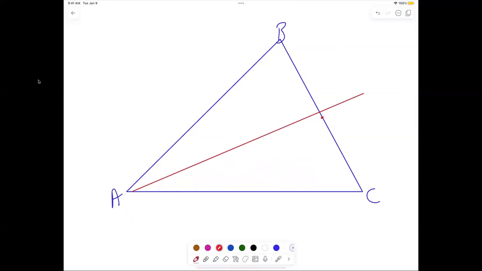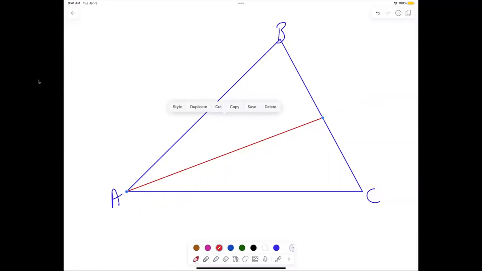No. So now watch. This now is called a median. The reason why it's called a median is because it's not necessarily perpendicular to the opposite side. Is everybody with me on that? So that's a median because that line goes through the midpoint of BC. So everybody agree with that? That's called a median.